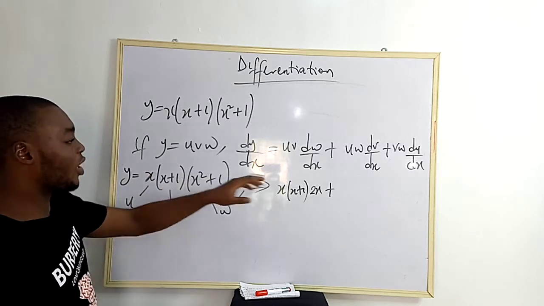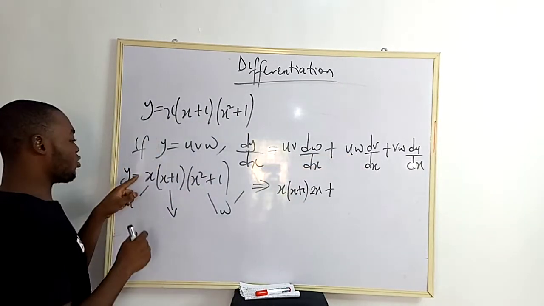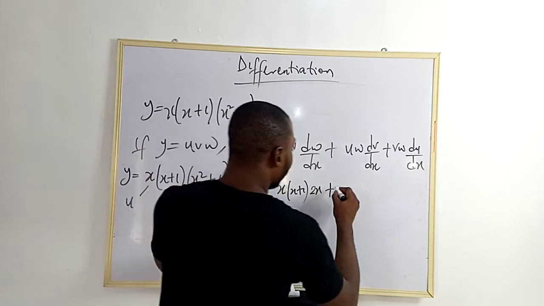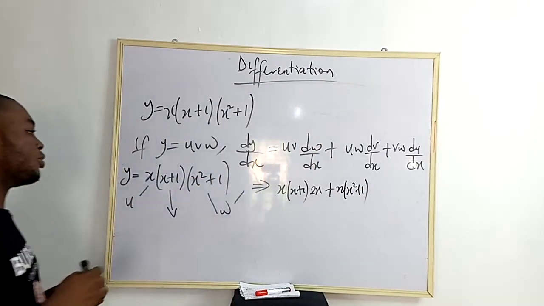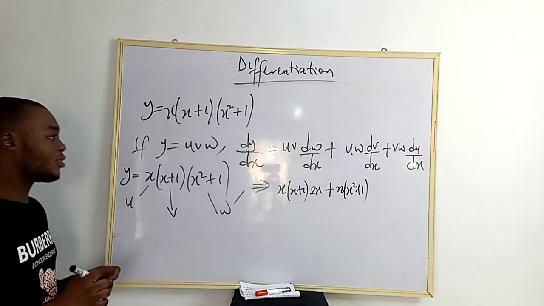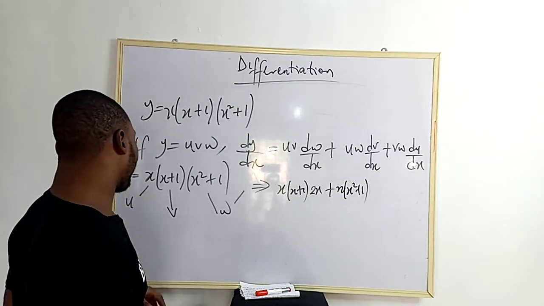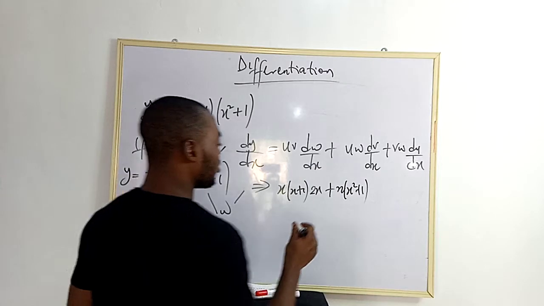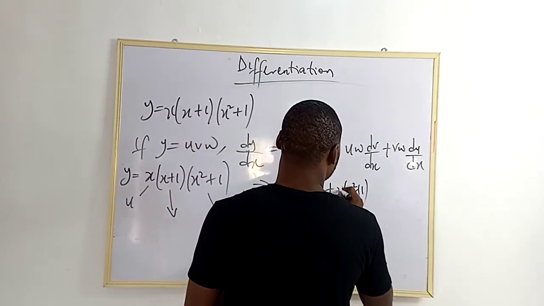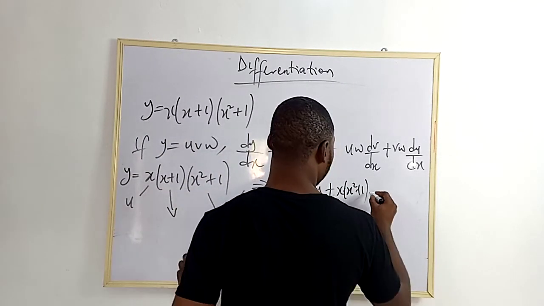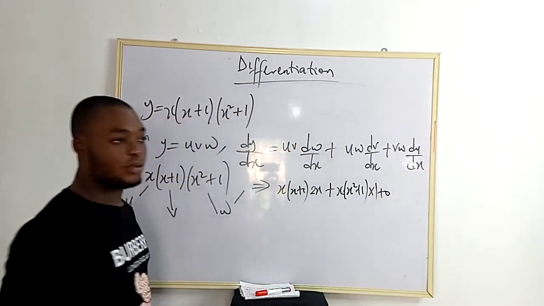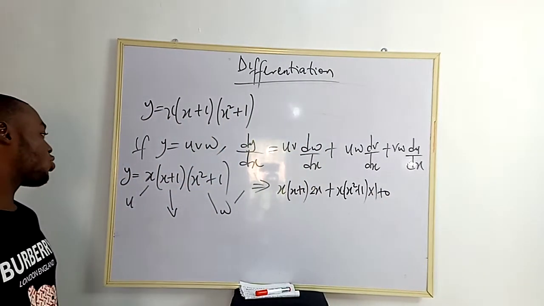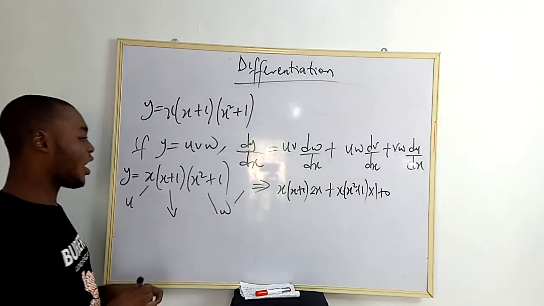So you move plus, we have uw. So this is u, this is w: plus x into bracket x squared plus 1, uw, then the dv/dx. So where's our v? This is our v. So you differentiate your v. What's the derivative of x? 1. What's the derivative of 1? 0.